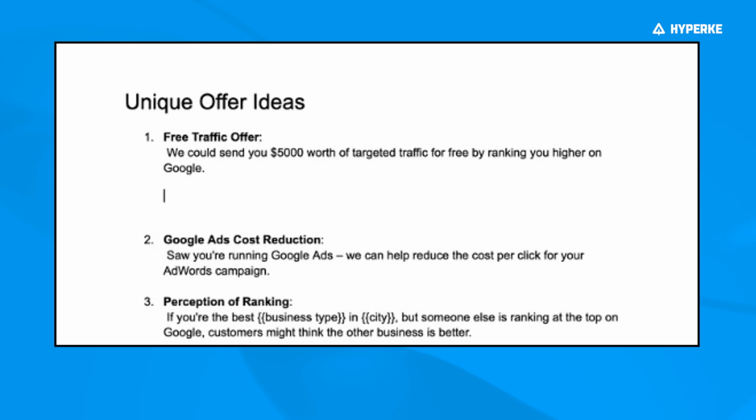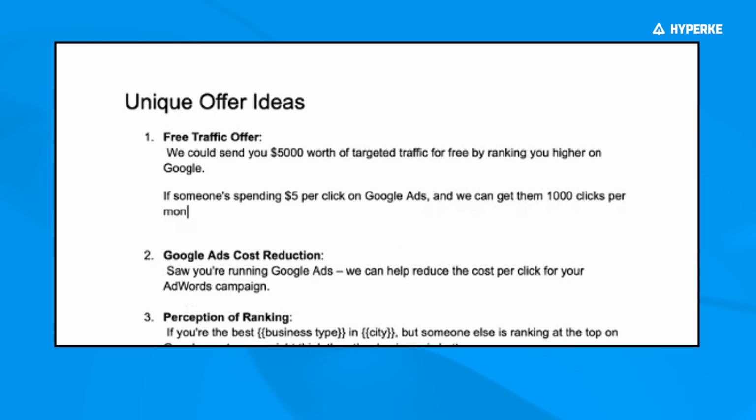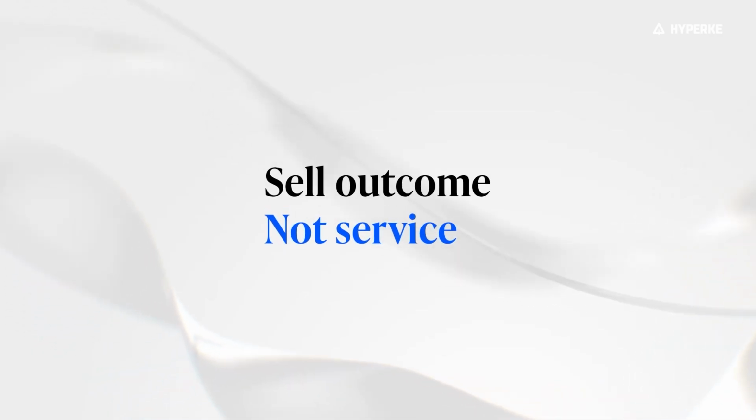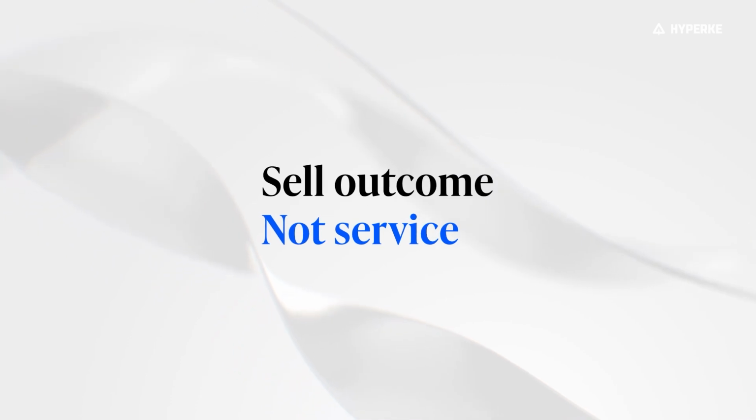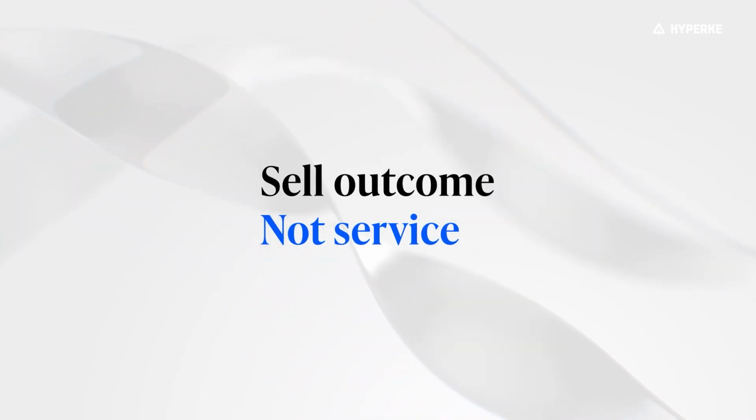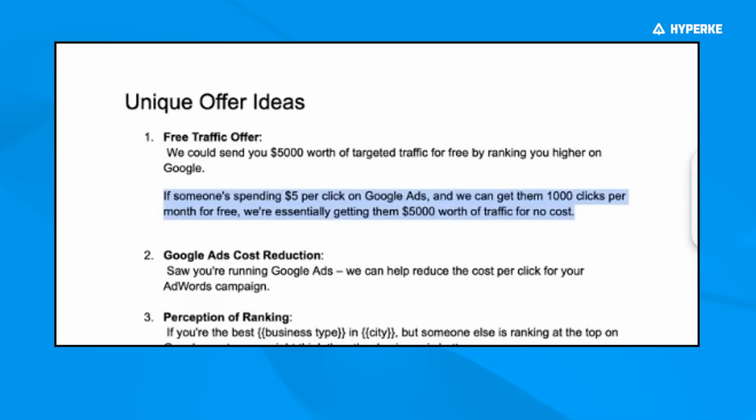If someone's spending $5 a click on Google Ads and we can get them 1,000 clicks per month for free, we're essentially getting them $5,000 worth of traffic for no cost, right? Obviously you're not going to say this in the email, but this is how I want you to be thinking about this, right? Because we know that, we're helping people get free traffic. What does SEO do? SEO helps people get traffic for free. Okay, so we reverse engineer that and we try to quantify that outcome.